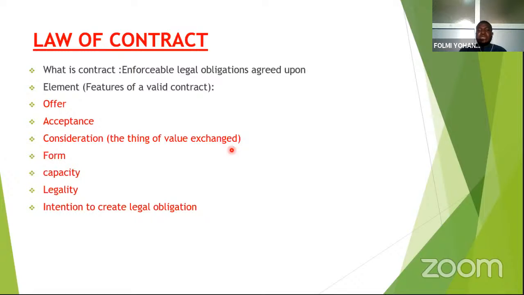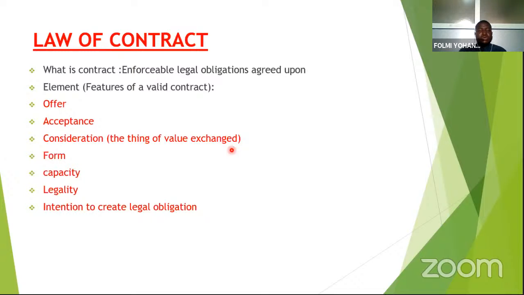Then capacity: not everybody can enter into contract. If you want to enter into contract, you must do so with persons of sound mind, not mentally challenged people, except at their lucid period. When they are lucid, that means the period when they are mentally stable. Then minors: you cannot enter into contract with minors, even though there's a case that says if the contract you entered with a minor is for his necessity, then that contract is valid, because the thing you entered into contract for is of necessity to him.